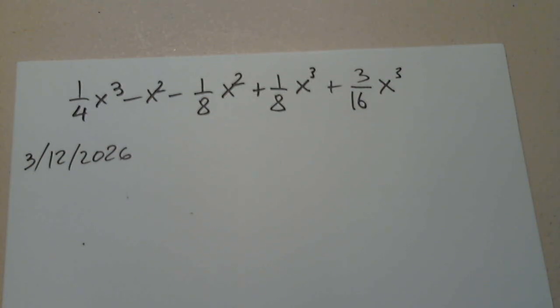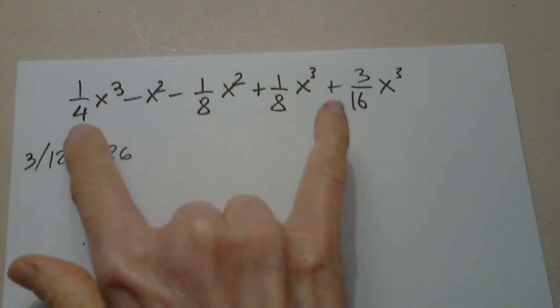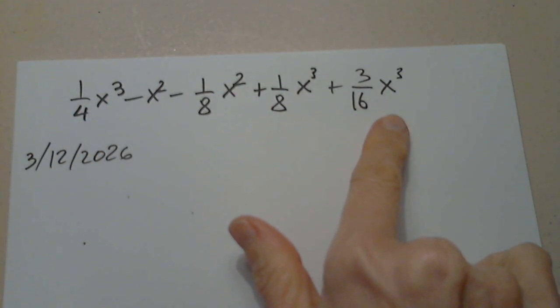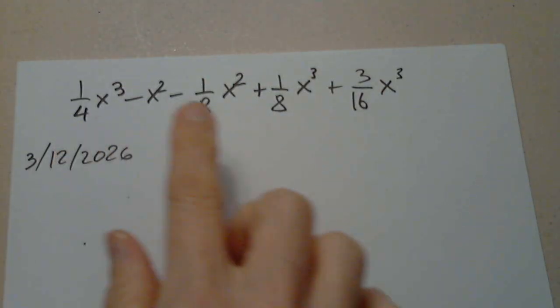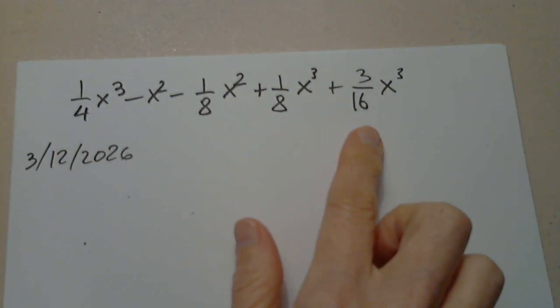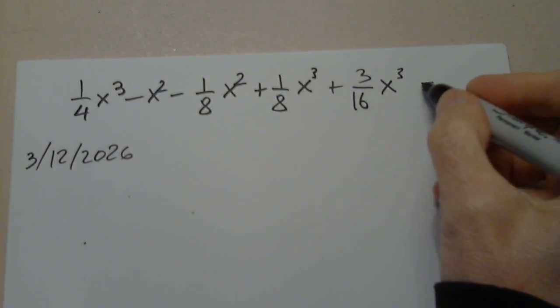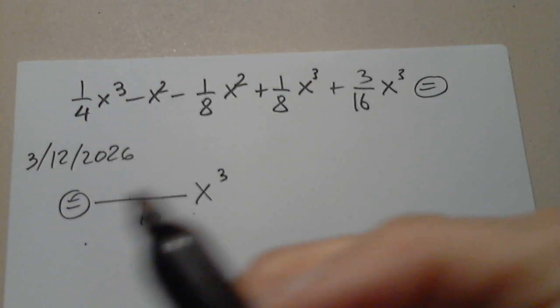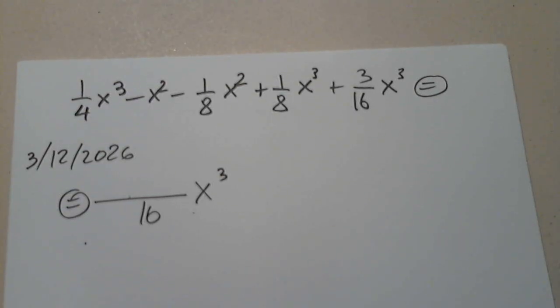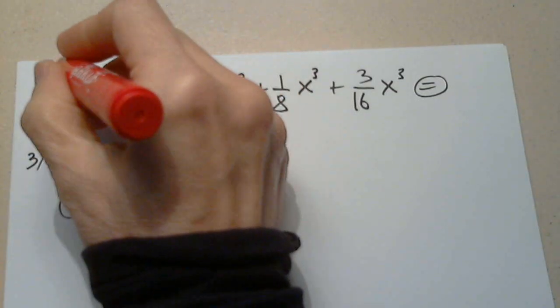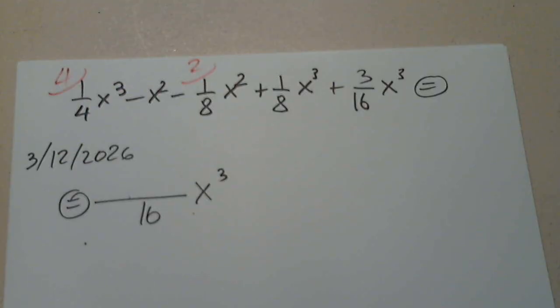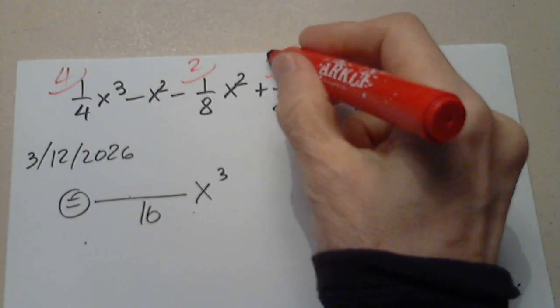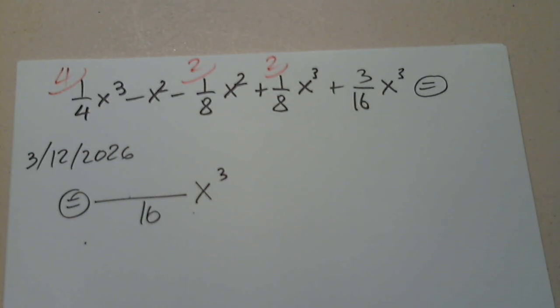Combine like terms when possible. I see three terms with x to the third. I see denominator 4, denominator 8, and denominator 16. So obviously, the least common denominator is 16, which means this needs an adjustment of 4, and this needs an adjustment of, I didn't mean that one. And this means it needs an adjustment of 2.